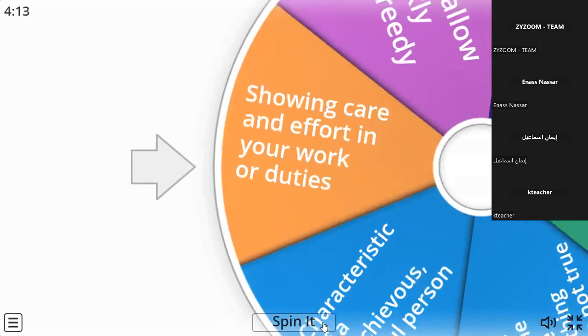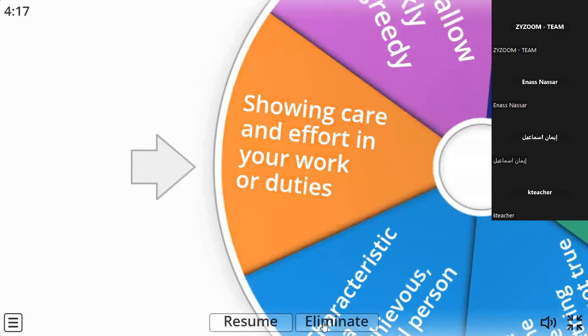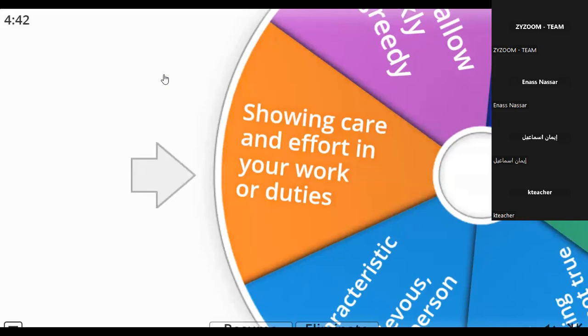Showing care and effort in your work or duties, to be a hard worker. It's in the first slide. Okay. Immune? No. In the first slide. This is the first slide. Diligently. Diligently is showing care and effort in your work or duties. Okay? Diligently.